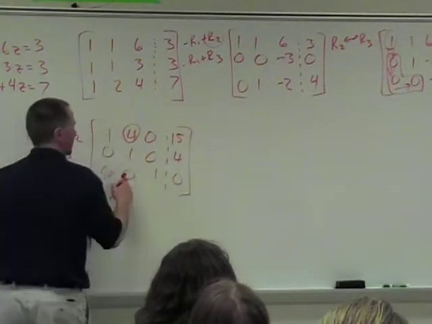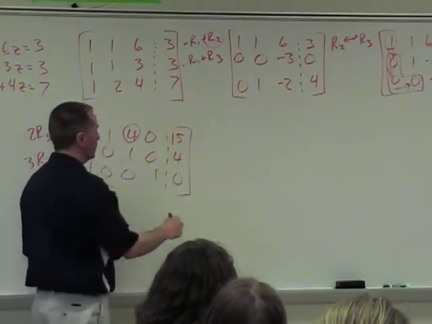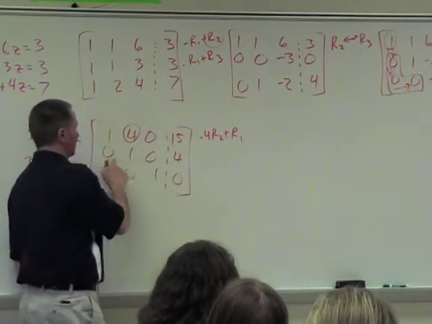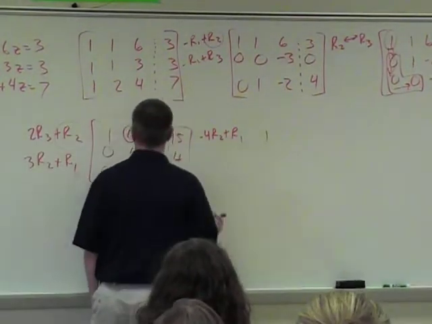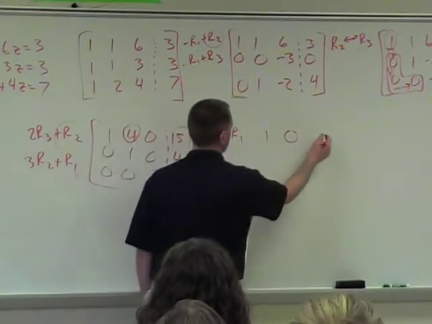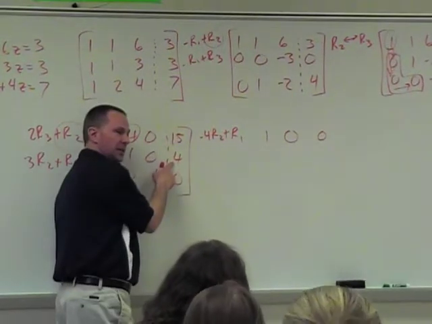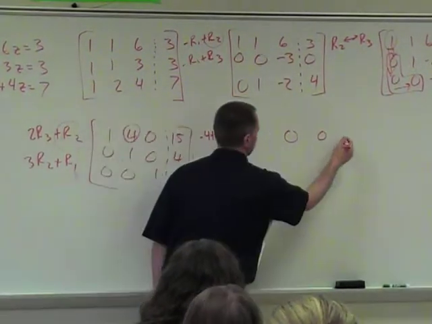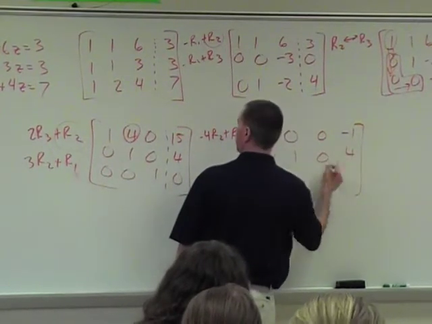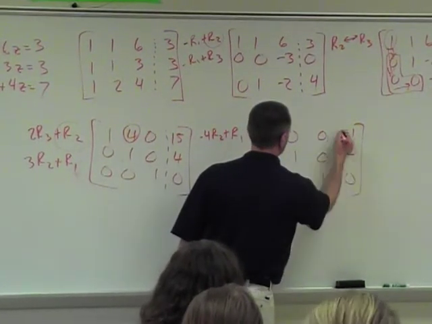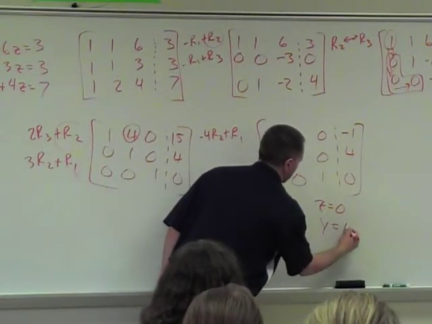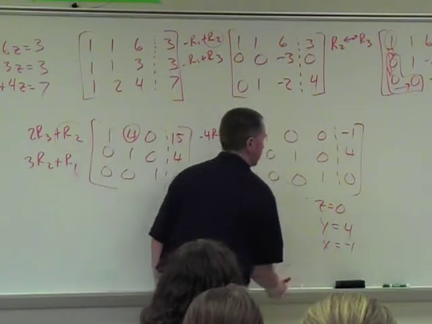Okay, so we've got to get rid of this. So -4 times row 2 plus row 1. So 0 plus 1 is 1. -4 plus 4 is 0. 0 and 0. -16 and 15 is -1. And all these stay the same then. What do you have? Z equals 0. Y equals 4. X equals -1.